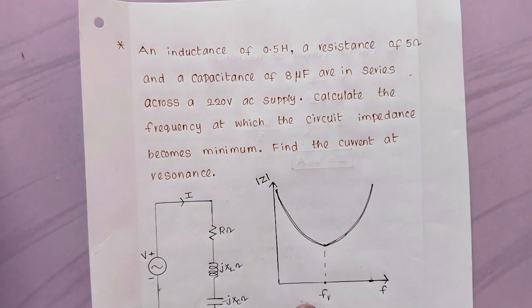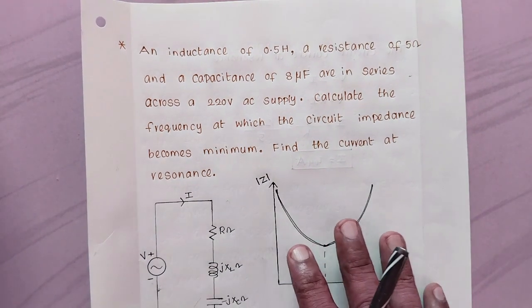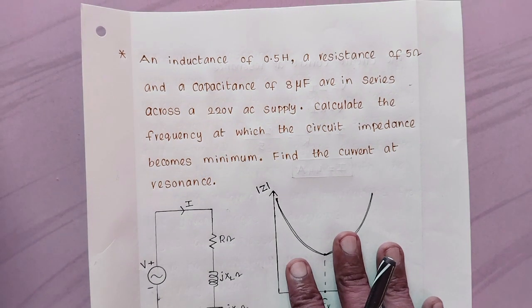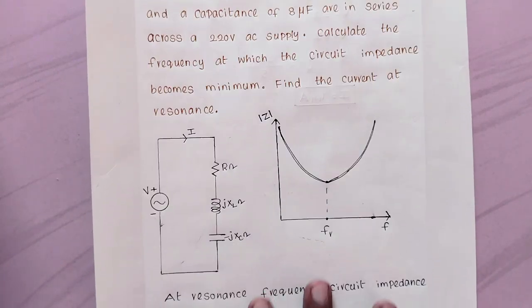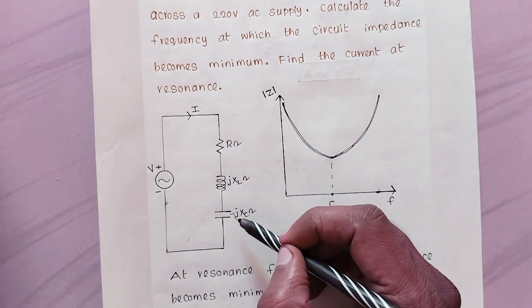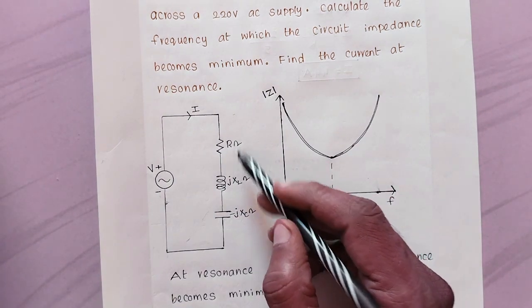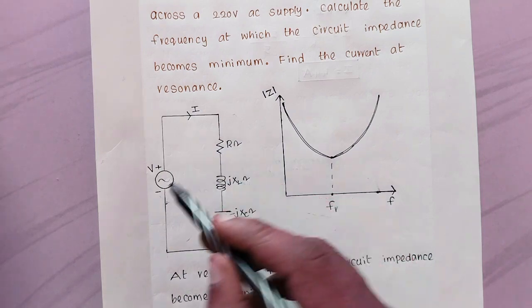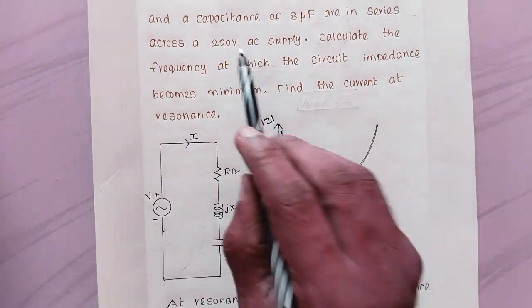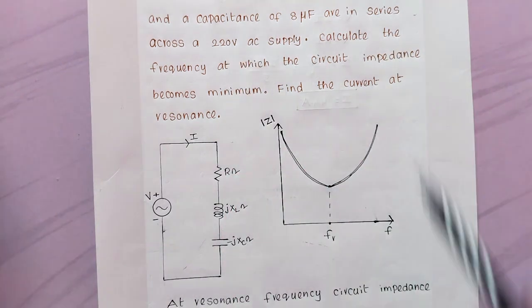So first let us draw the diagram. Given the element values are resistance 5 ohms, inductance 0.5 Henry and capacitance 8 microfarad connected in series. So here the resistance, inductance and capacitance are connected in series, and this combination is connected to a voltage source, and the voltage source value is given as 220 volt AC supply.